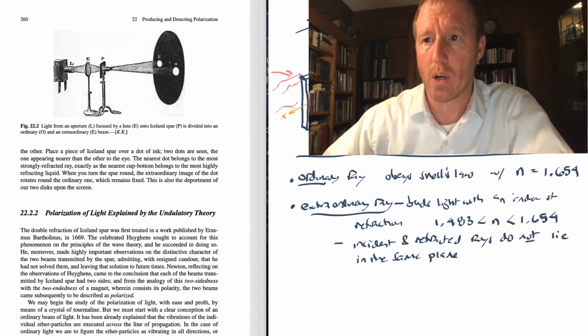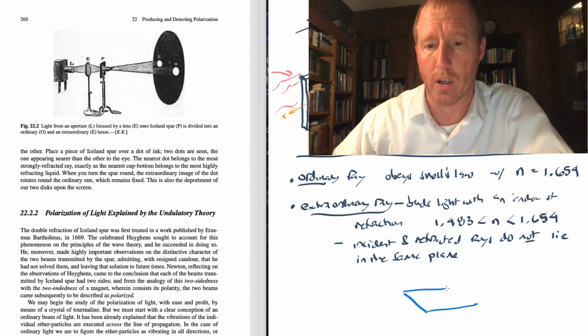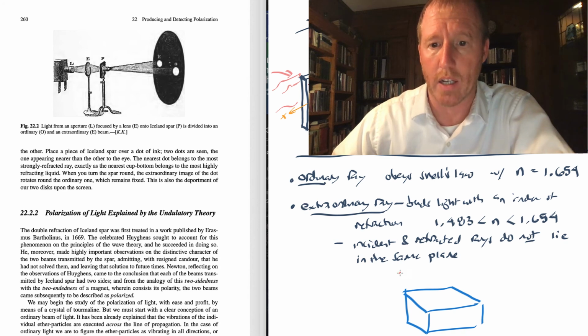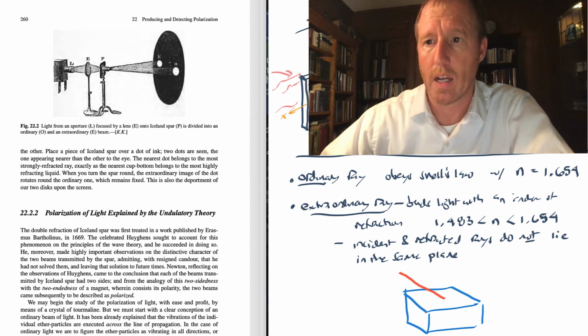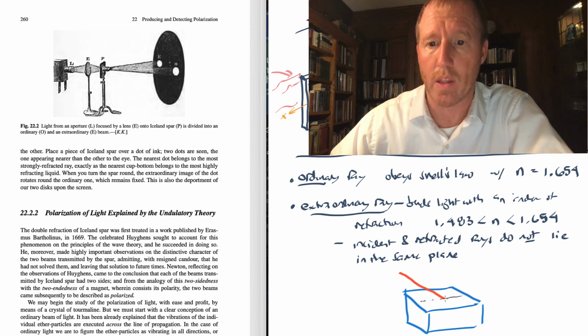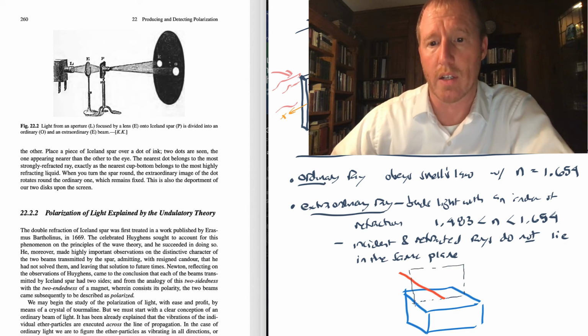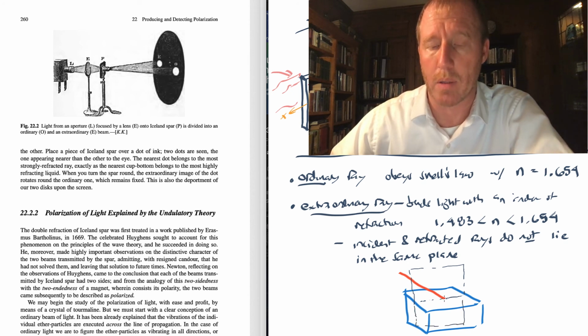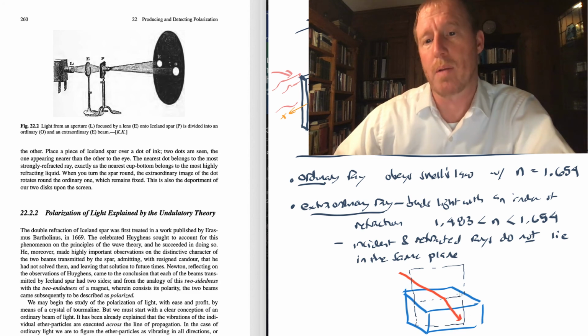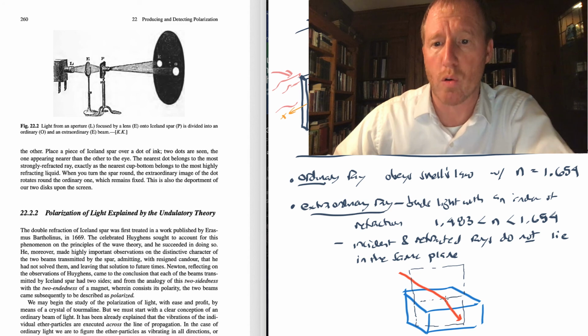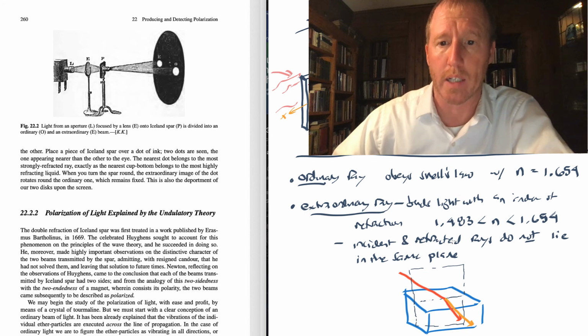What do we mean by that? Well, if we had this sheet of Iceland spar, I'm imagining a block of it, and imagine you have a light ray coming in like this. Remember we can draw a plane of incidence. So if I were to draw the point here and a plane like this, in which this incident ray lies, ordinarily the refracted beam lies in the same plane. So the ordinary ray, the refracted beam would lie in the same plane. But the extraordinary beam, as he mentions, does not actually lie in the same plane. It lies out of that plane, okay?